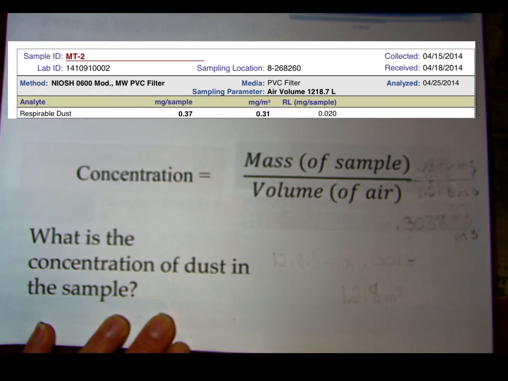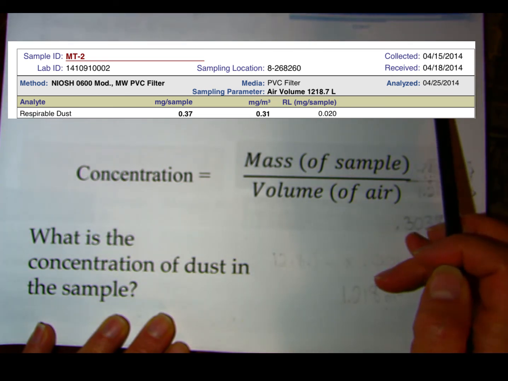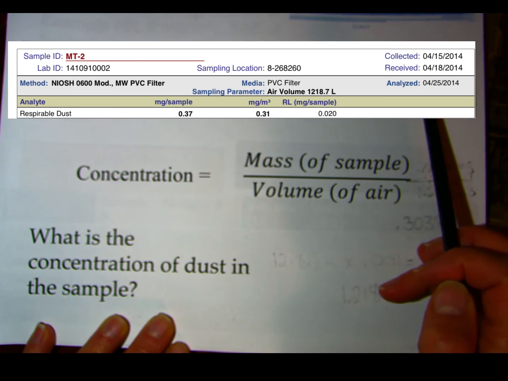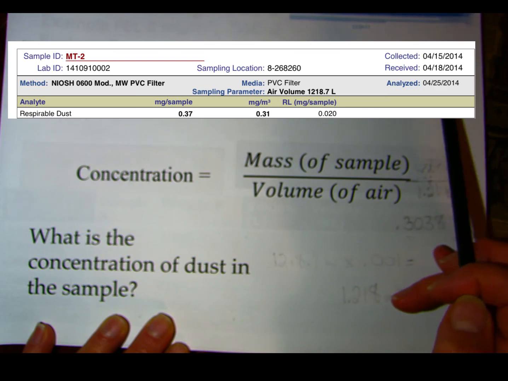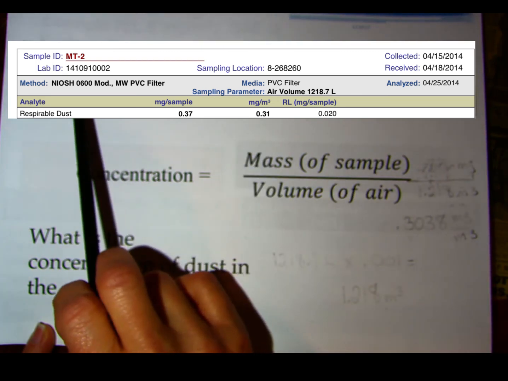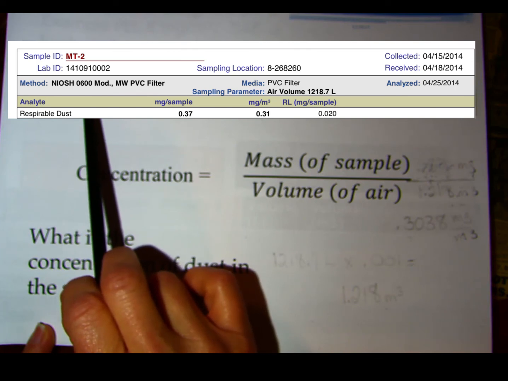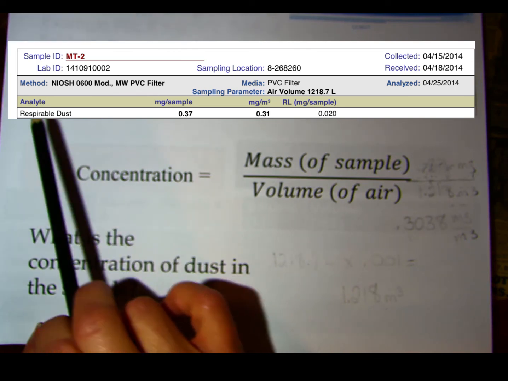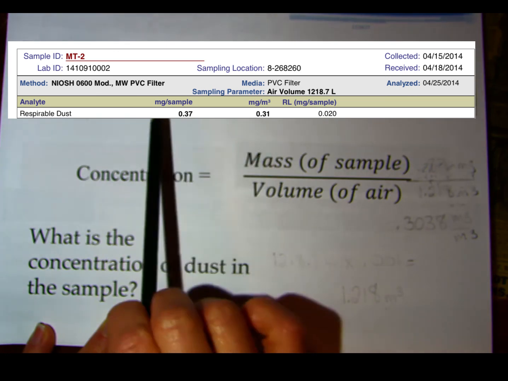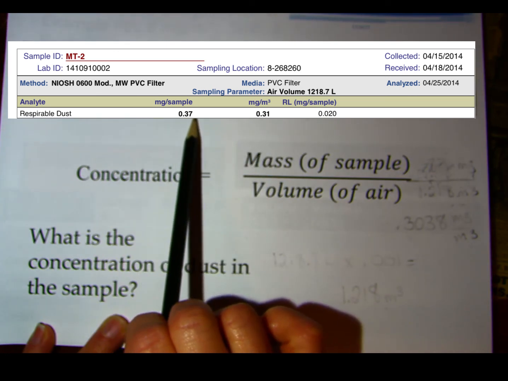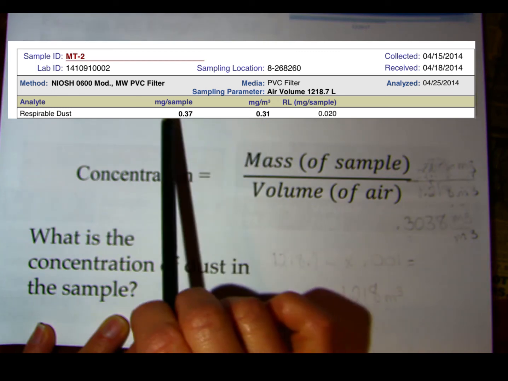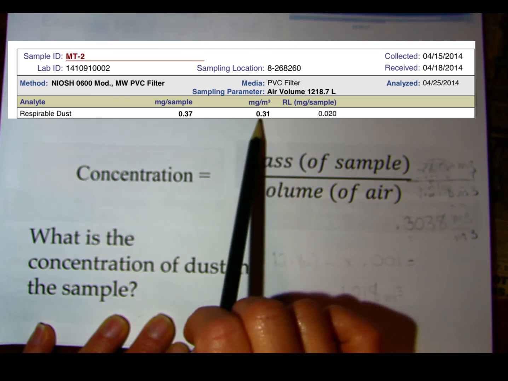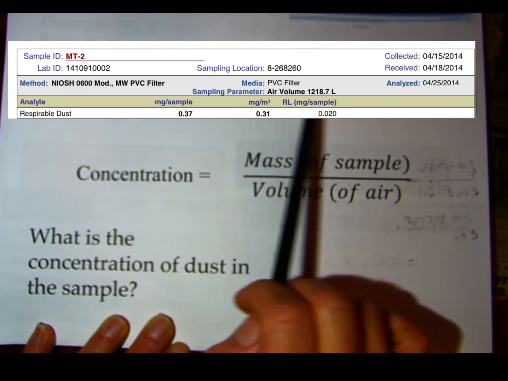So let's take a look at some lab results. We sampled on April 15th. The lab received the samples on April 18th and analyzed them on April 25th. They analyzed the sample using NIOSH method 0600 for respirable dust. They found a mass in milligrams of 0.37 on the filter, and they found a concentration, which would be the mass over the volume, of 0.31 milligrams per meters cubed.